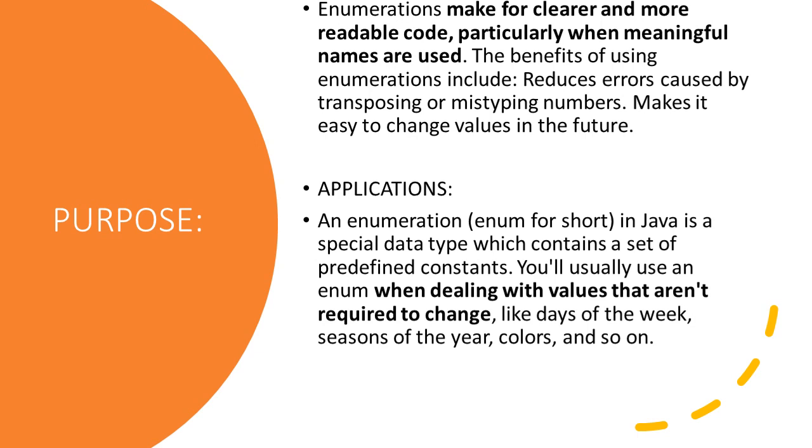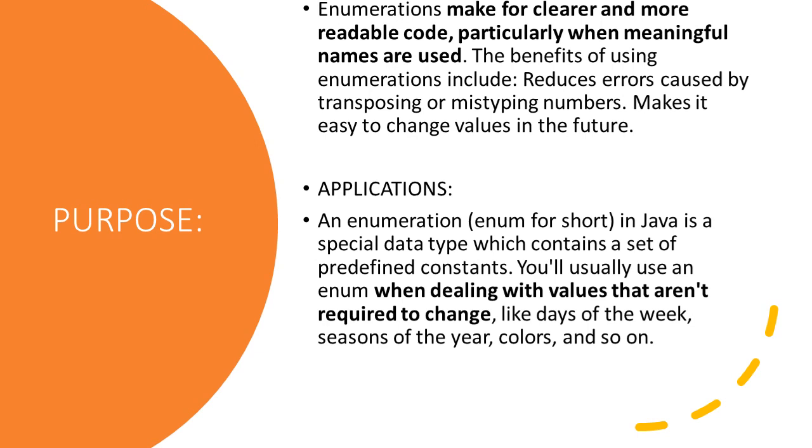And what is the purpose of enumerators? Enumerators make for clearer and more readable code, particularly when meaningful names are used. The benefits include reducing errors caused by transposing or mistyping numbers, and making it easy to change values later. An enumeration in Java is a special data type which consists of a set of predefined constants. You will usually use an enum when dealing with values that aren't required to change.